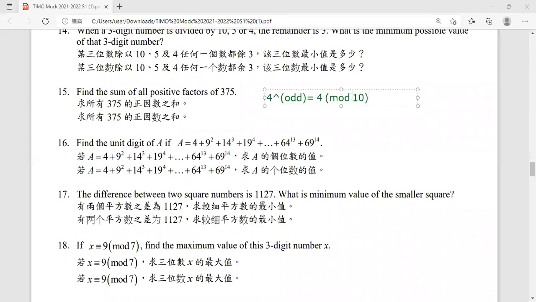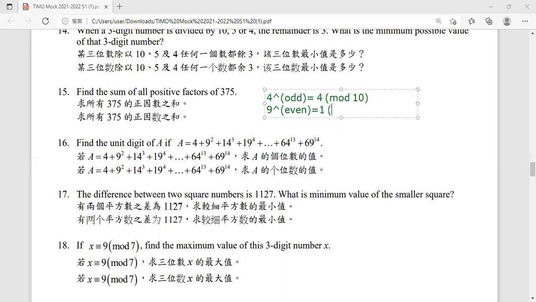Because 4 times 4 is 16, and 16 times 4 becomes 64. So all odd powers of 4 have the unit digit of 4. Okay. Now the second number, 9. 9 to the power of even. You find all the 9s will have an even number.